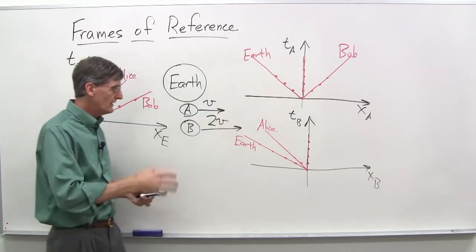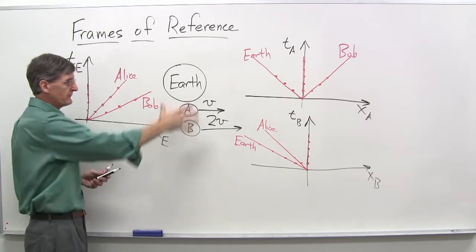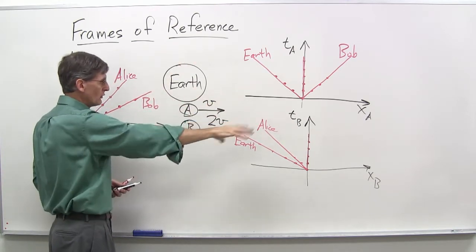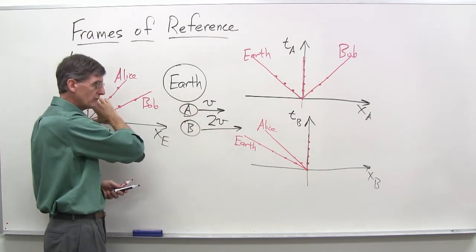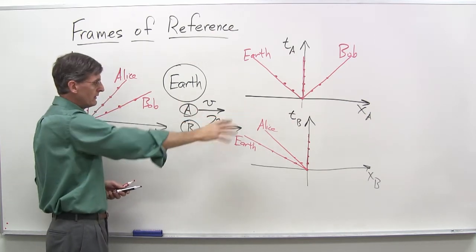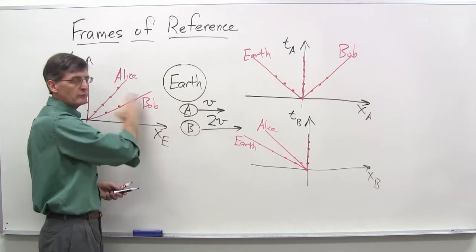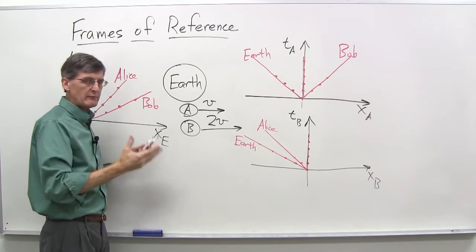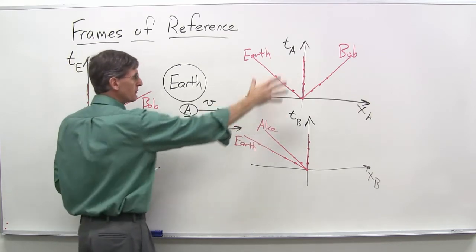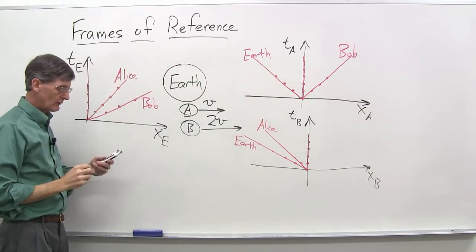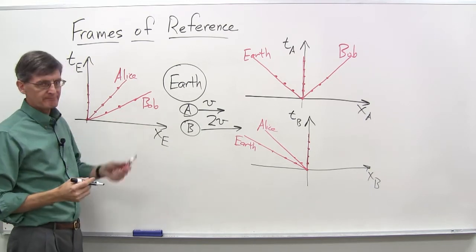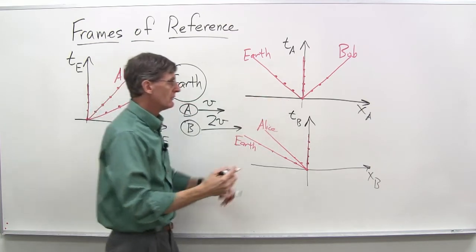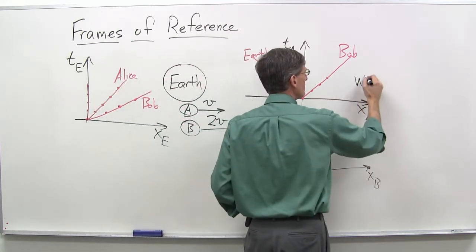Different frames of reference. So the physical events are exactly the same. We've got Earth, Alice moving away at v, Bob moving away at 2v, or from Alice's perspective, Earth moving backwards at v, and Bob moving forwards at v, or from Bob's perspective, Earth moving backwards at 2v, Alice moving backwards at the velocity v. It's the same exact physical situation, but we have different perspectives, and so we end up with different space-time diagrams. We also have a somewhat fancy word for our plots here. These are called world lines.